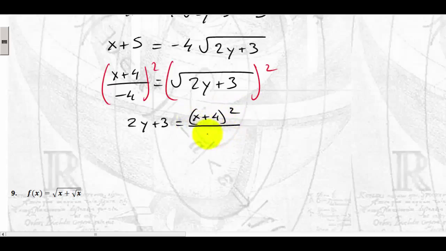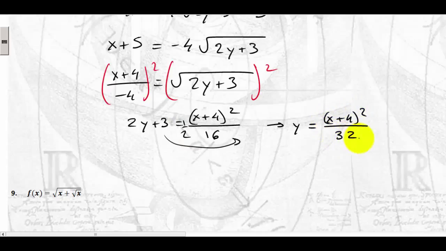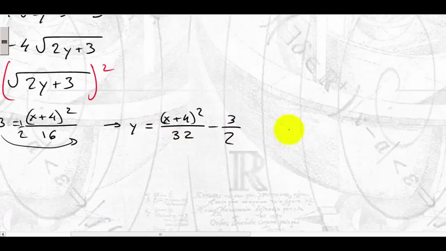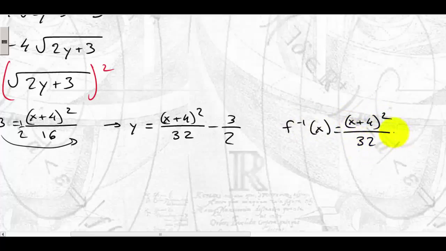I'm not going to expand that. Over 16, right? Negative 4 times negative 4 is 16. And so y equals, so I'm going to do the minus 3 and I'm going to divide by 2. Divide by 2, the 1/2 will be right here. So it's x plus 5 squared over 32 minus 3/2. Please take your time, make sure you can check this out. Don't forget the last step. f inverse is x plus 5 squared over 32 minus 3/2.